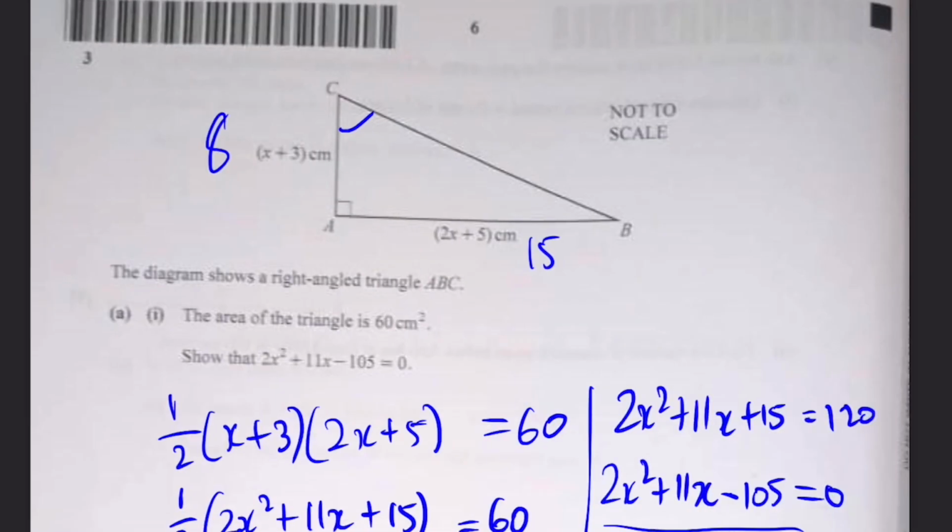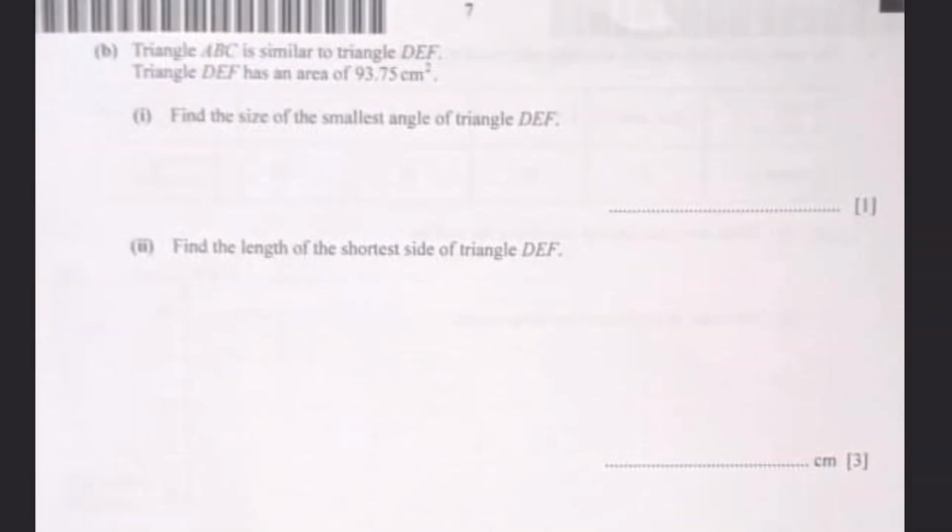So let's go back and see the angles of triangle ACB. So this angle is 61.9. This is 90. So this will be 180 minus 61.9 minus 90, which is equal to 28.1 degrees. So we have this as 28.1 degrees. This is the smallest angle. The size of the smallest angle of triangle DEF is also going to be 28.1 degrees because the angles don't change in similar triangles. Let's go to part 2.